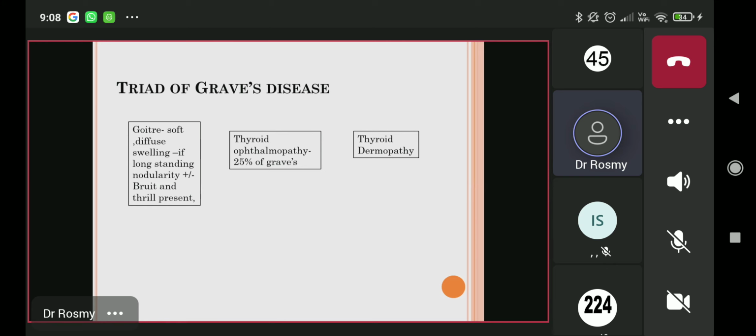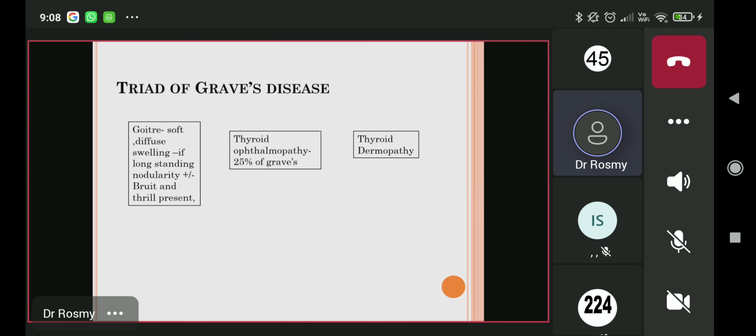That is one thing. And there is something called dermopathy. The name itself tells that it has something to do with the skin. And dermopathy is not a very common finding in Graves. It is hardly found in some 5% of the population. And generally, if dermopathy is present, it will be associated with ophthalmopathy. Moderate to severe ophthalmopathy will also be there. So this is the triad of Graves' disease. There is a goiter, there is an ophthalmopathy, and there is a dermopathy.